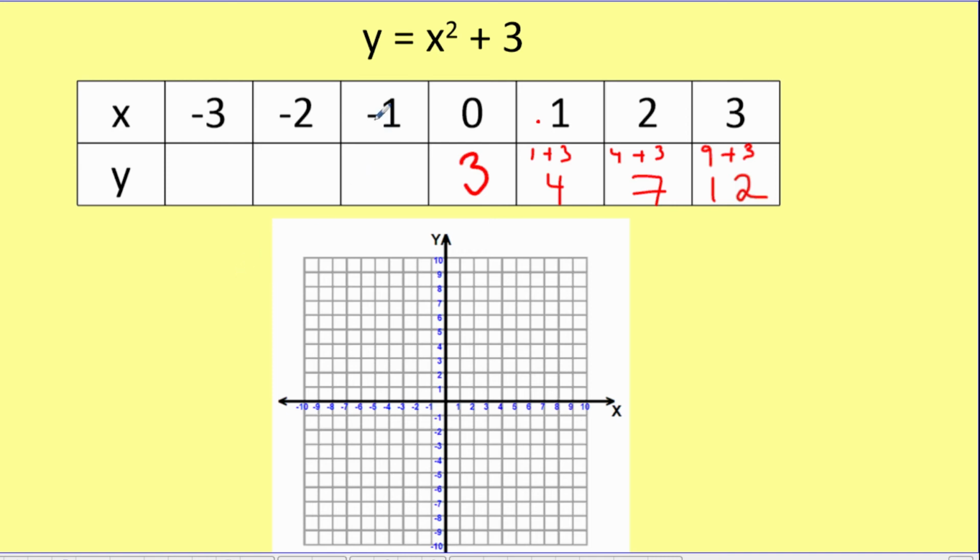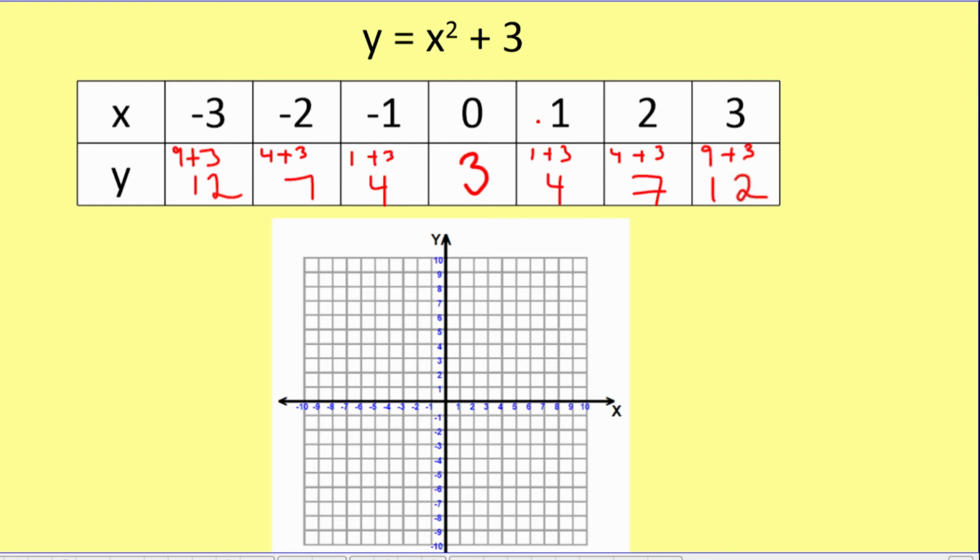So move to this side, minus 1 squared. Remember, when we square any negative number, it becomes positive. So it becomes 1 squared, which is 1, plus 3 is 4. Okay, 2 squared, which is 4, plus 3, 7. And minus 3 squared is 9, plus 3 is 12.